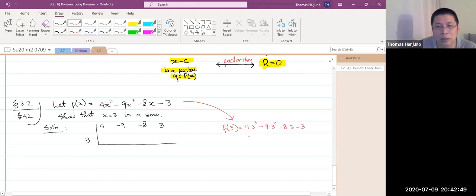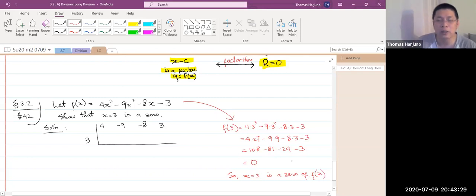This is 4 times 27 minus 9 times 9 minus 8 times 3 minus 3. This is 108 minus 81 minus 24 minus 3. You will see that it equals 0. So Thomas, yes, x equals 3 is a 0. So x equals 3, by the definition, is a 0 of f(x). See, Thomas, I answered the question.